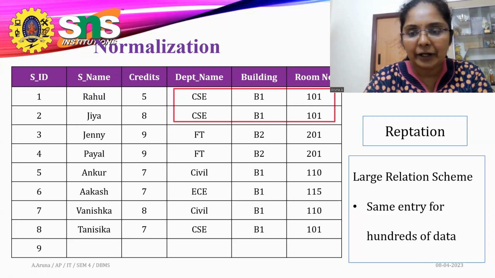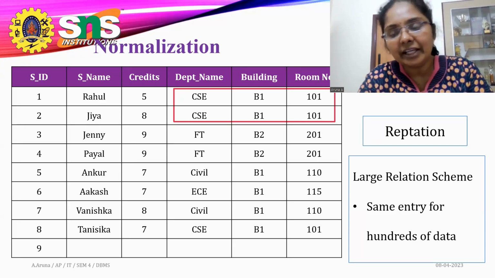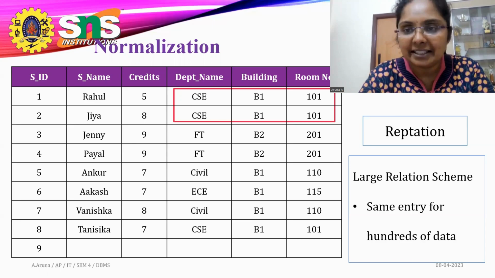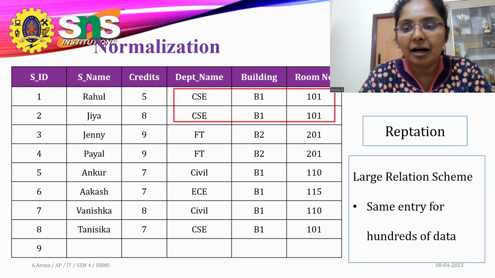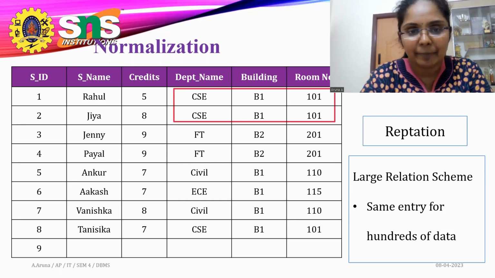How can we reduce this? We split, that is, decompose. Either we need to decompose or we don't need to. In this case, definitely we need to decompose. We have to divide the larger schema into smaller schemas, so that we need not enter the same type of data repeatedly. So we are dividing the larger relation schema into smaller relation schemas.